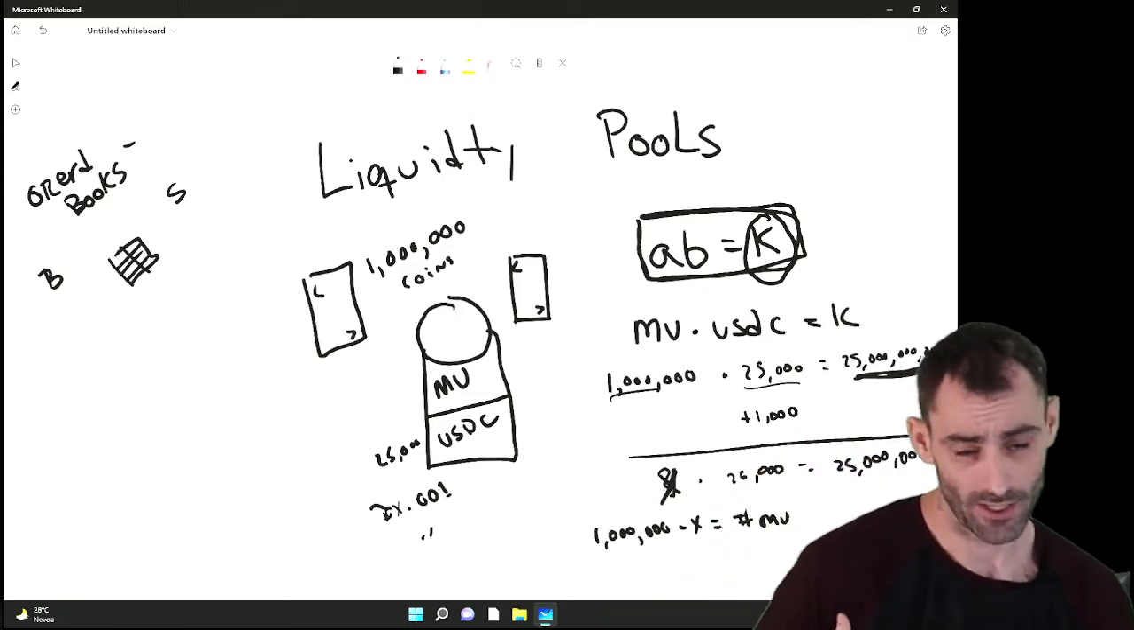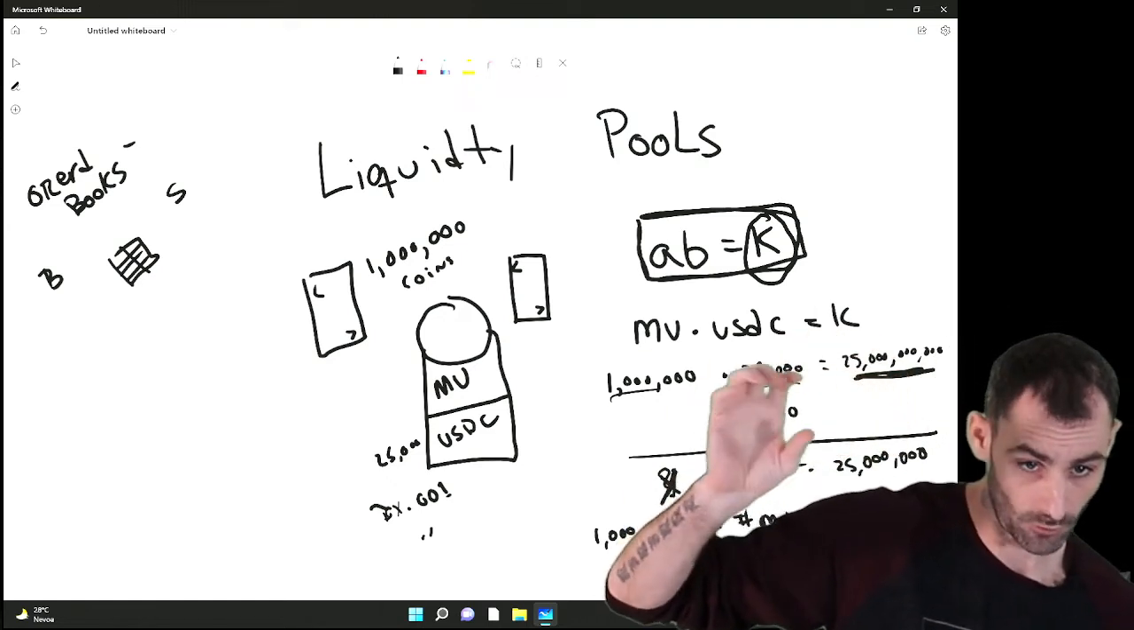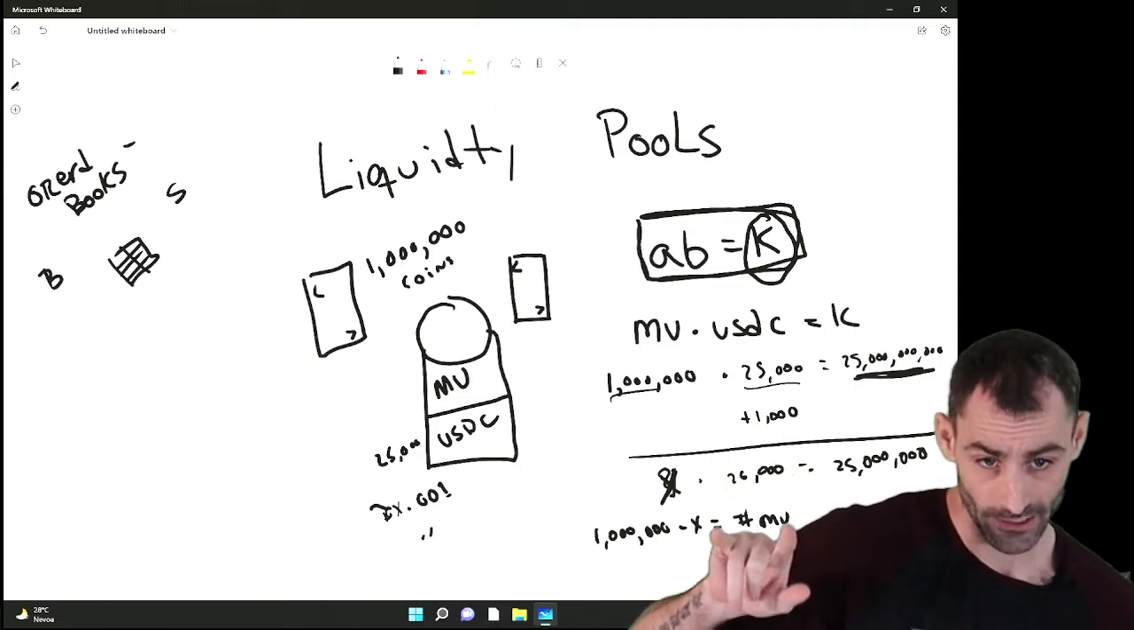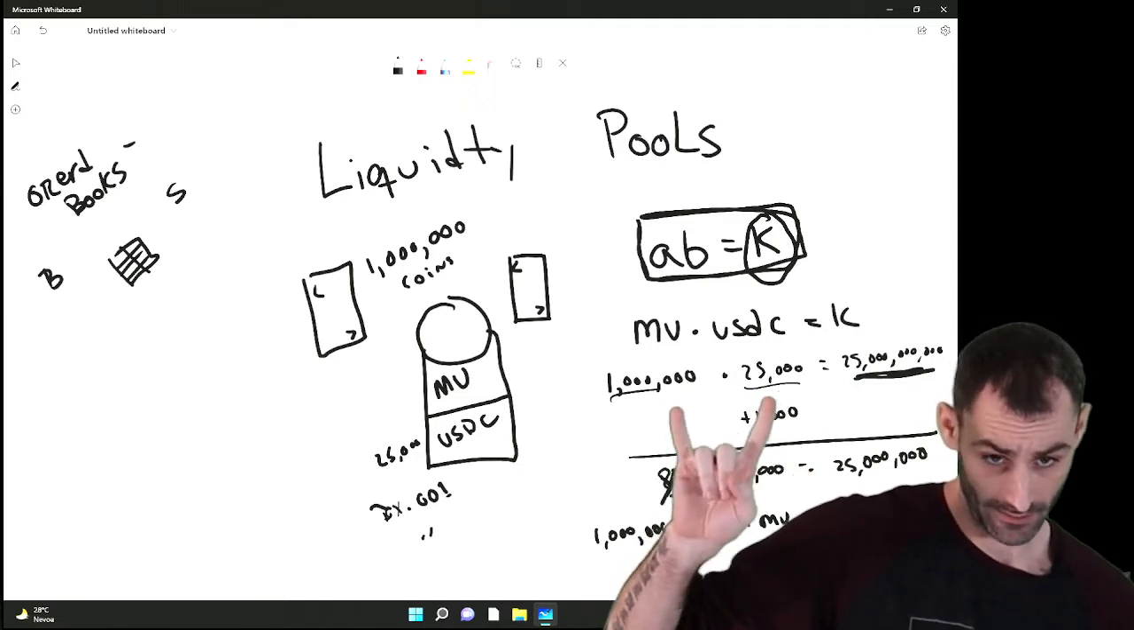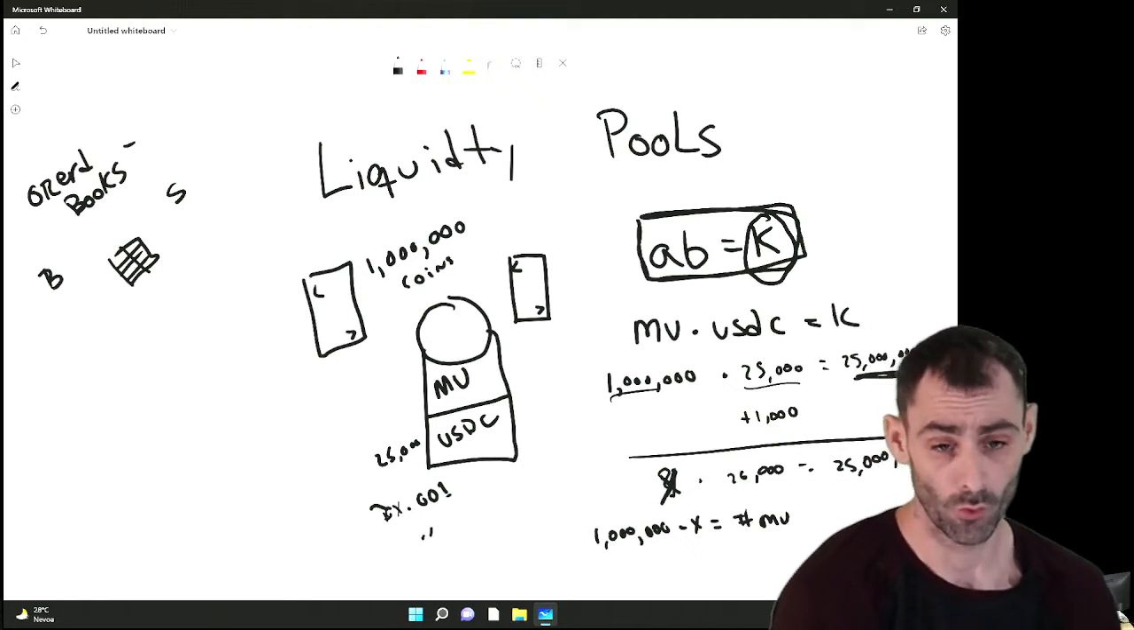Now, keep in mind that that's actually going to change the product. That's going to change this value whenever you're adding more values in. But whenever you add more values in, you're going to be adding them in this exact ratio in which they're already inside the pool. All right?